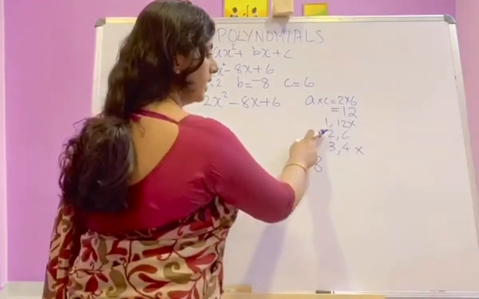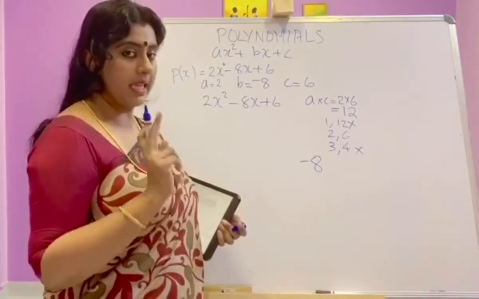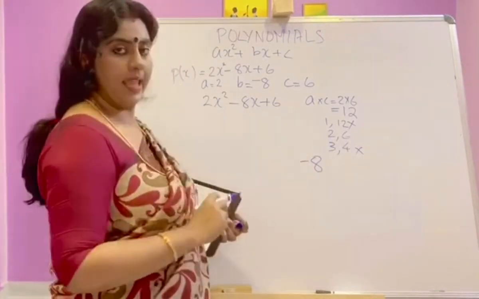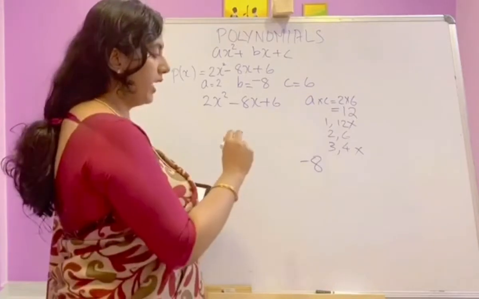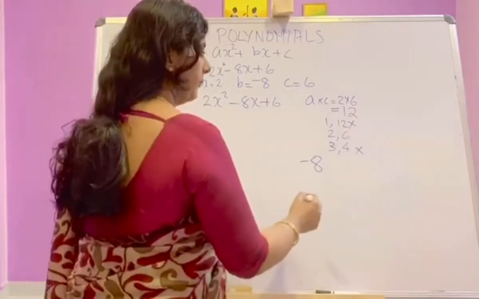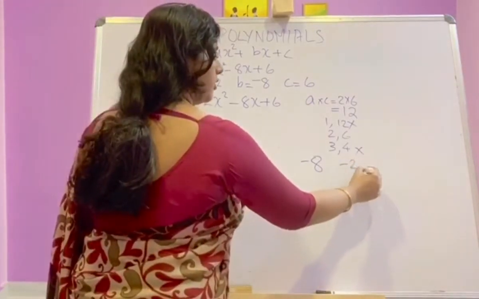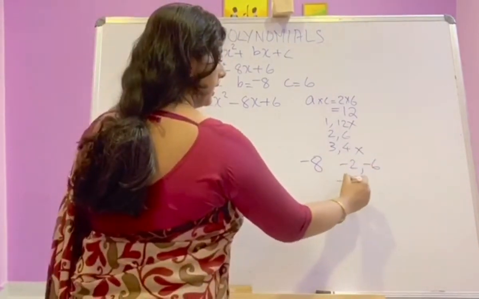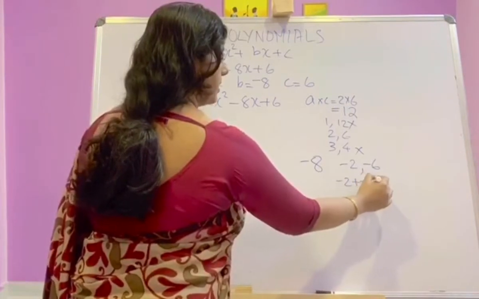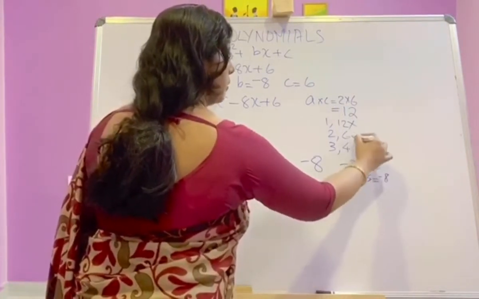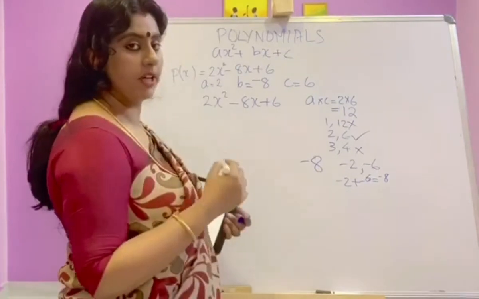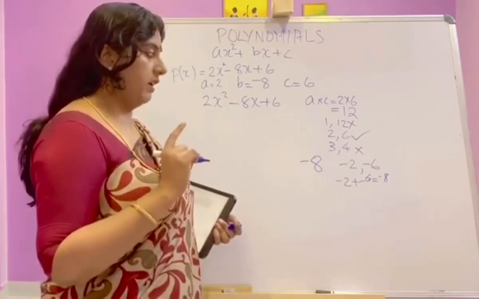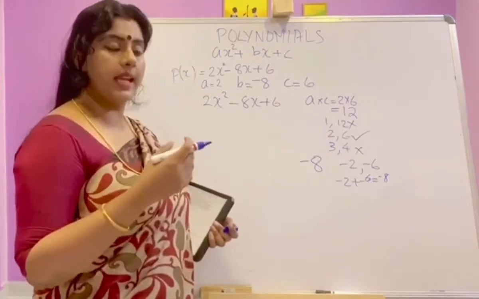Now let us check the last one. 2 and 6. Yes, we can get the result as 8. But how? We want to get -8. For that, we will take -2 and -6. Then we can add them. -2 plus -6 is equal to -8. So this is the pair. We are considering 2 and 6, but here we need -8. For that, we are taking it as -2 and -6.